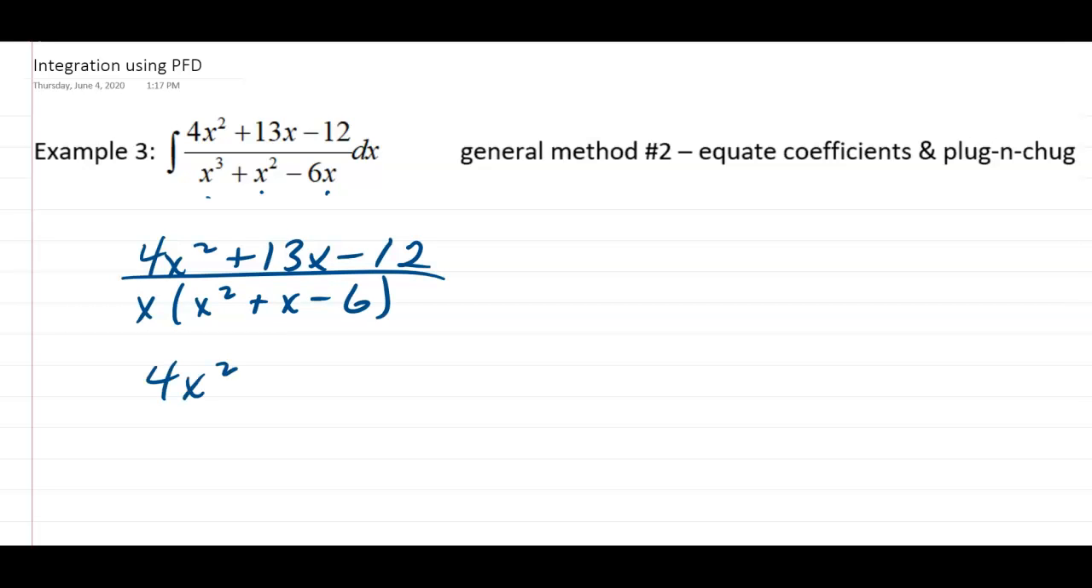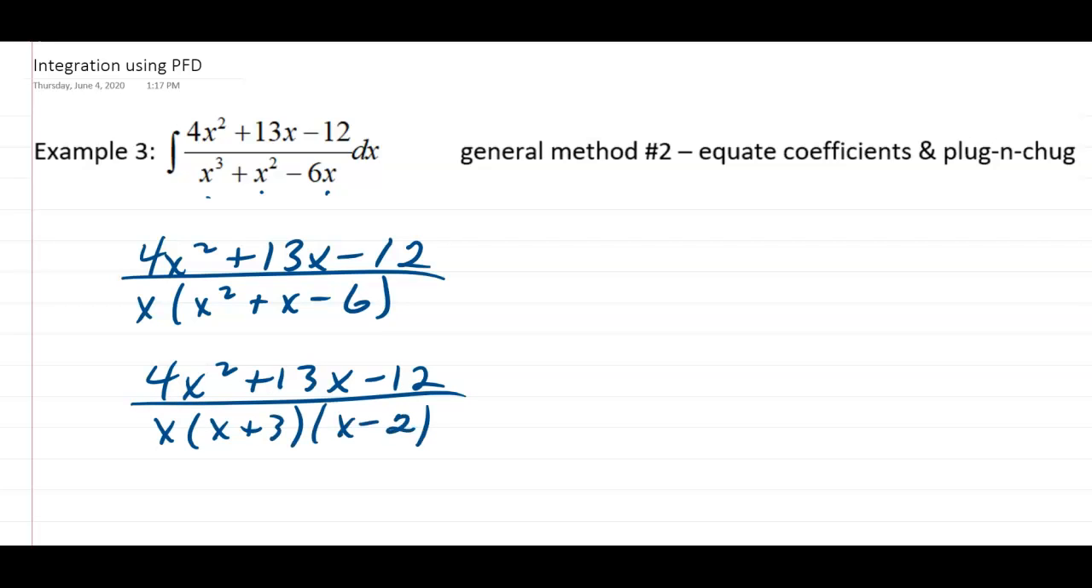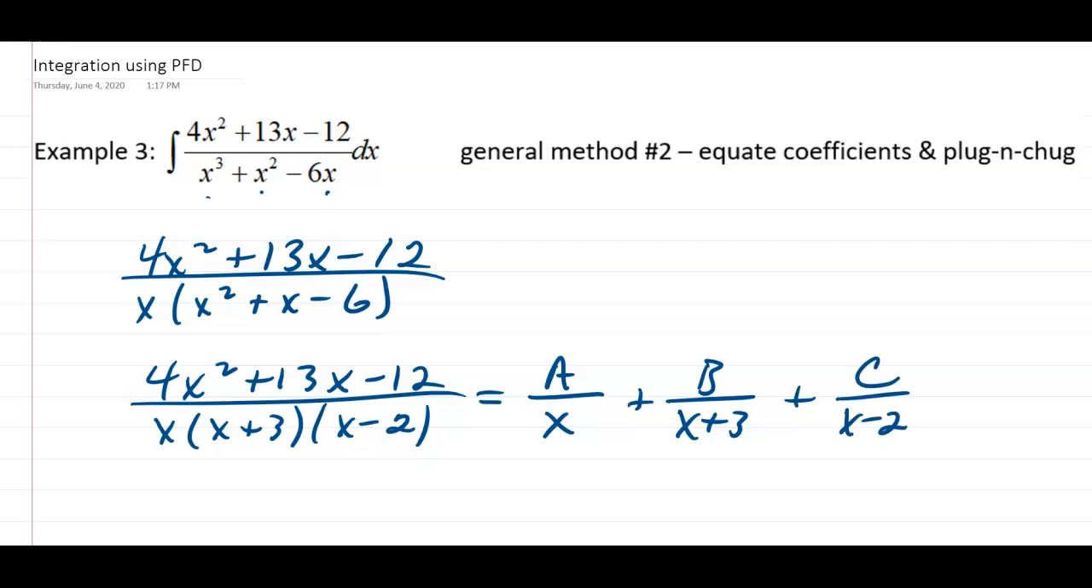And so now we have (4x squared plus 13x minus 12) over x times (x plus 3) times (x minus 2). We can see that we will need something over x, let's say a, something over x plus 3, we'll call that b, and then something over x minus 2, we'll call that c.